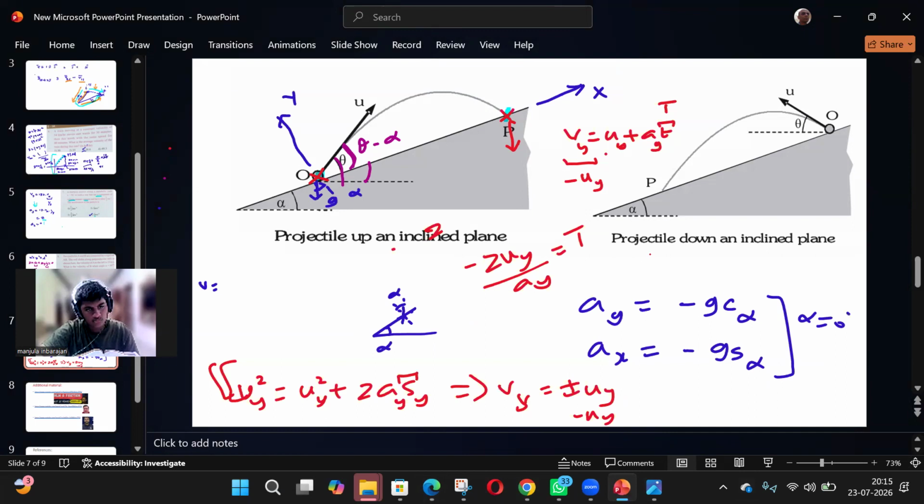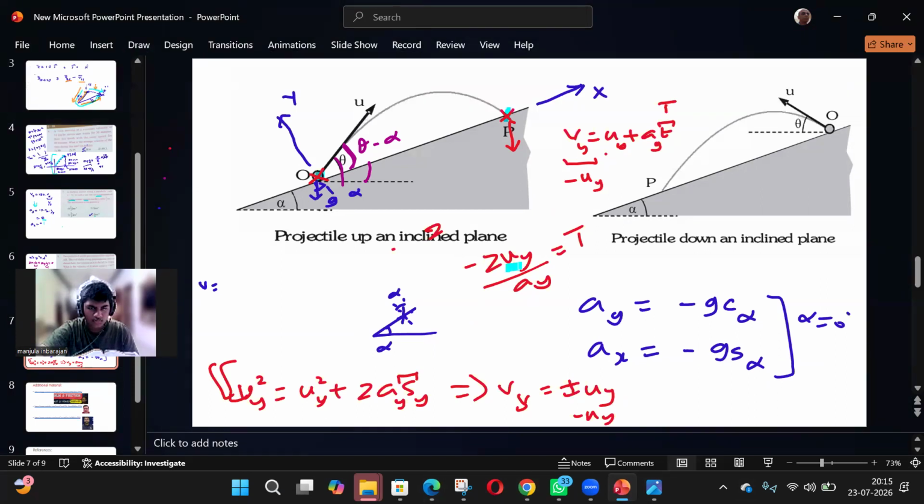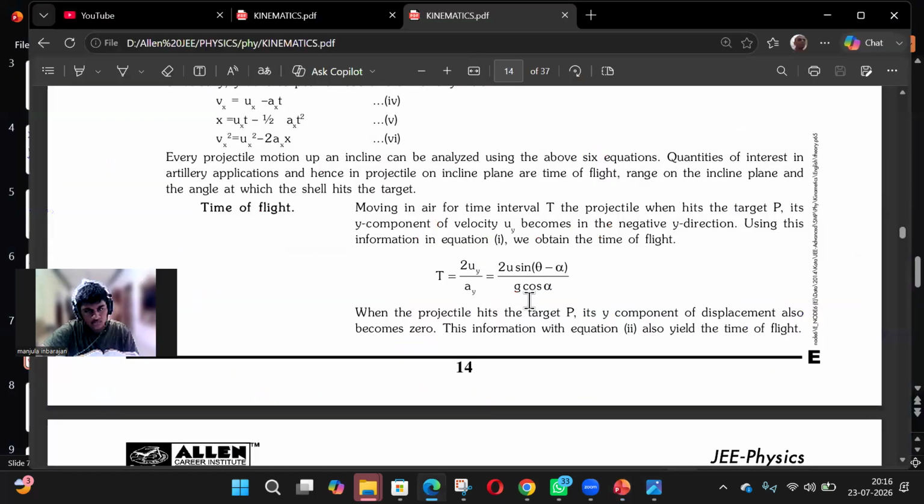Time is always positive. uy is positive, and acceleration is negative because the acceleration y component is minus g cos alpha. So that will cancel this negative sign to give me a flight time of 2uy divided by g cos alpha. Okay, so uy is u sine of theta minus alpha and ay is g cos alpha.